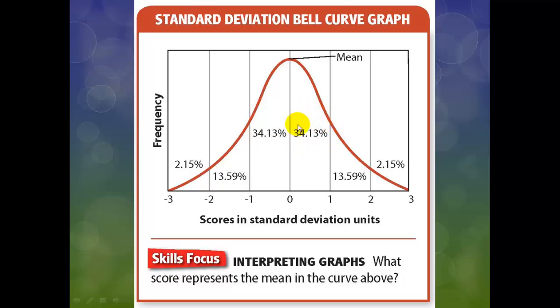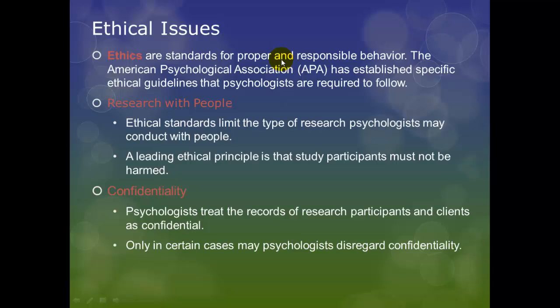And you can see 34.13% of the participants scored here, and 34.13% scored here. But the mean is here in the middle. This is a perfect bell curve that we see, and the mean would be right up here at the top, right there.